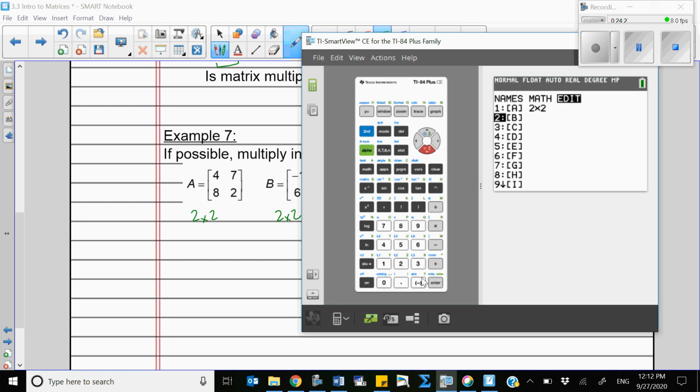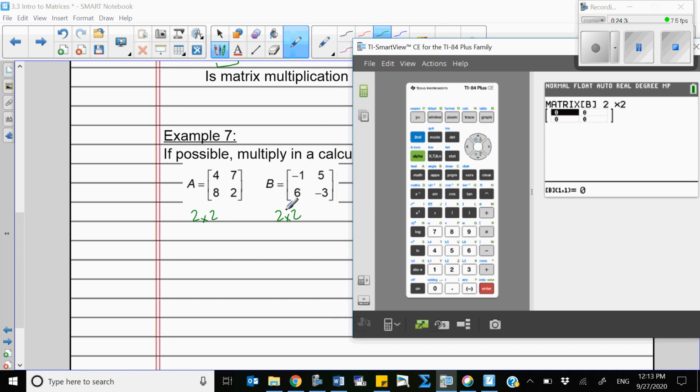So I go down to B. This one is again 2 by 2. Enter. Now I'm going to enter the numbers inside my matrix. It's -1, enter, 5, 6, and the last one here is -3. So I made both of my matrices.